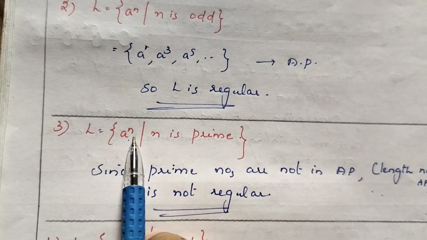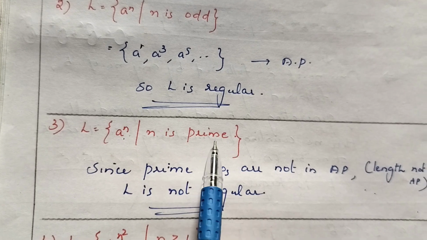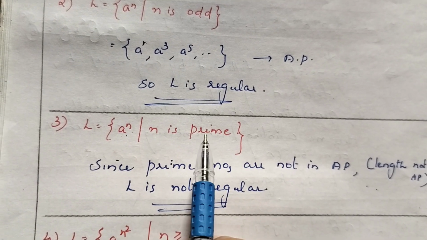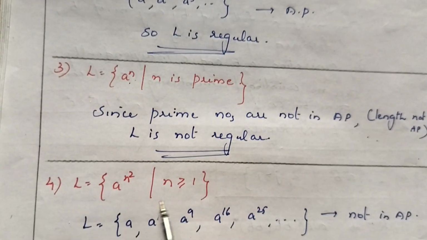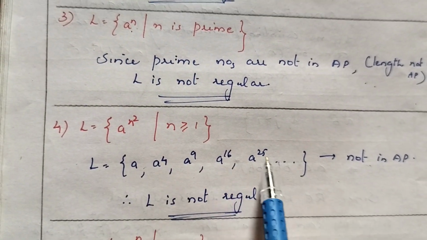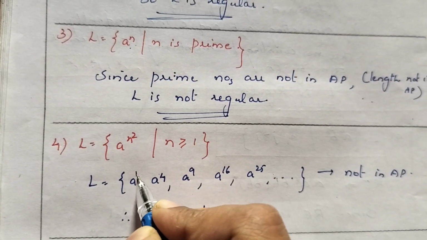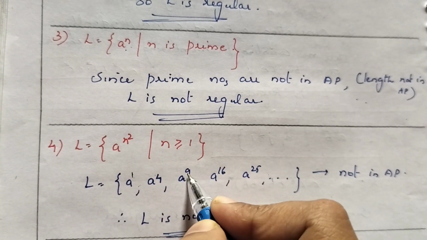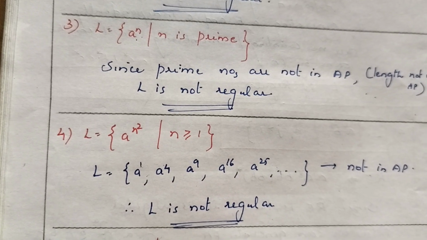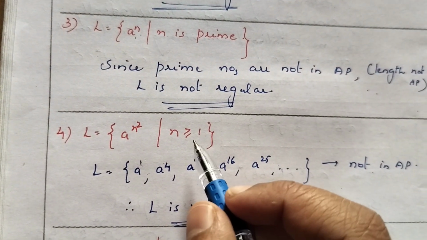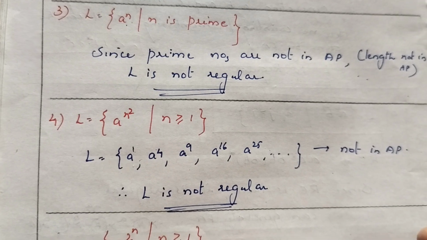Also prime. Prime numbers, you will not see any pattern, right? It is not in the form of an arithmetic progression. So definitely it is not a regular language. Here also you are not able to see any pattern. Here see 4 minus 1 is 3, 9 minus 4 is 5, 16 minus 9 is 7. So there is no common pattern in this particular language. If there is no pattern, you can't draw a finite automata. So definitely that is not a regular language.